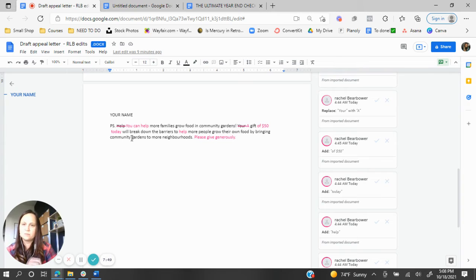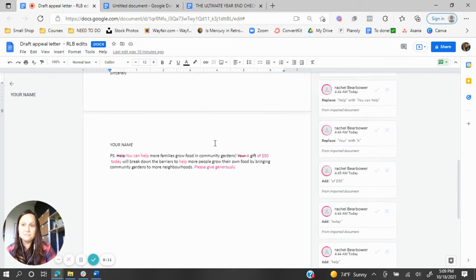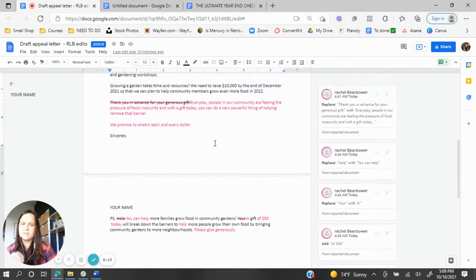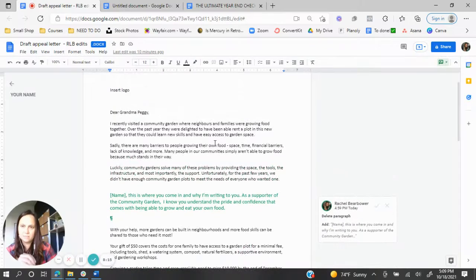You can help more families. So I added just a couple of lines here. You can help more families grow food in community gardens. A gift of $50 today will break down the barriers to help more people grow their own food by bringing community gardens to the neighborhood. Please give generously.